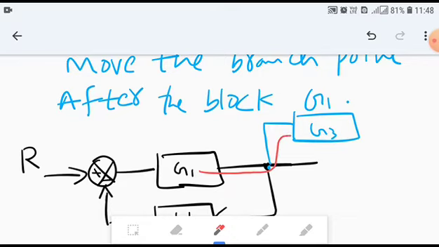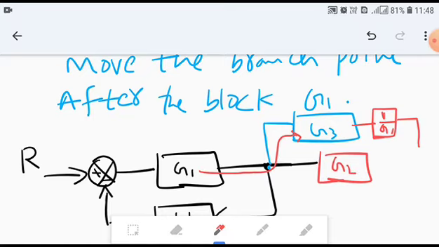Gain of G1 will be introduced with G3, which we don't want. G3 gain also will be coming for G3, which we don't want. So we will be adding a new block of 1 by G1. This is very carefully you have to take 1 by G1, which we are adding as the block.